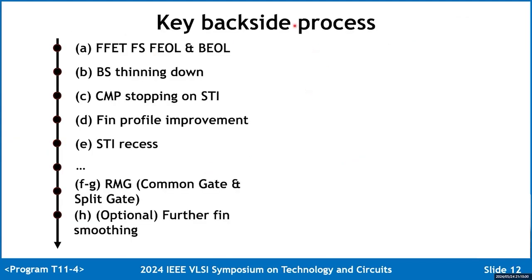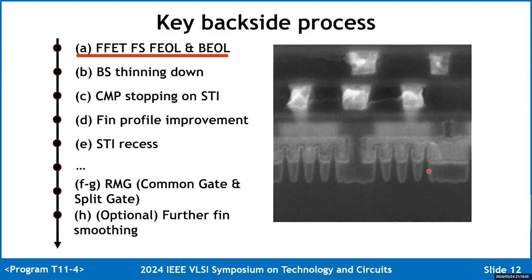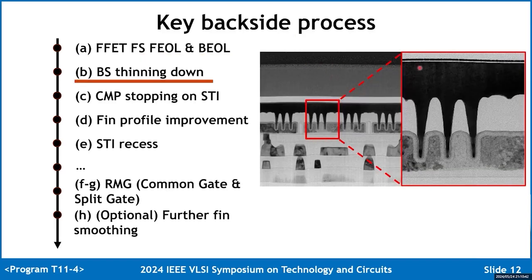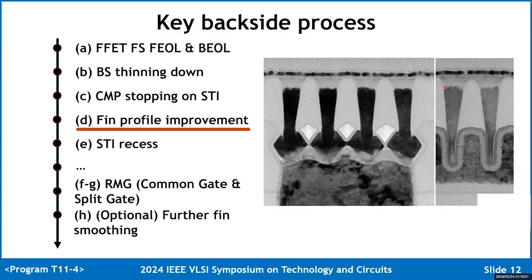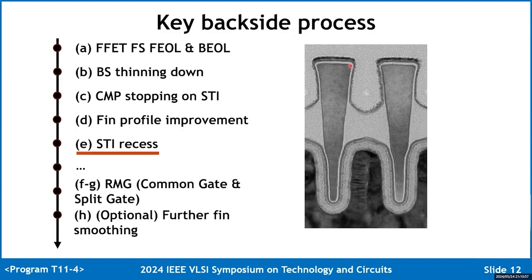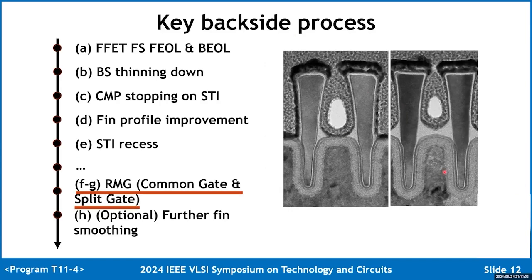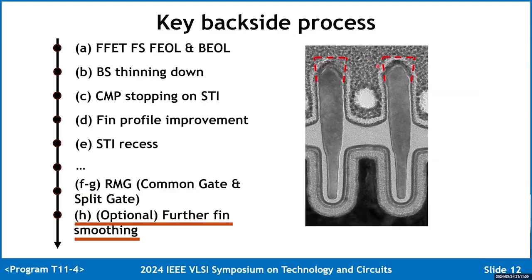Fabrication of flip FET was successfully conducted. This is the SEM image of the flip FET frontside process. This is the partial backside thinning down. CMP stopping on STI in cross-gate and cross-link directions. Fin profile improvement by novel amorphization process. Fin STI recess to reveal the backside active. Common gate and split gate structure after RMG process. Further treatment can also be used to optimize the backside fin profile, just like this.